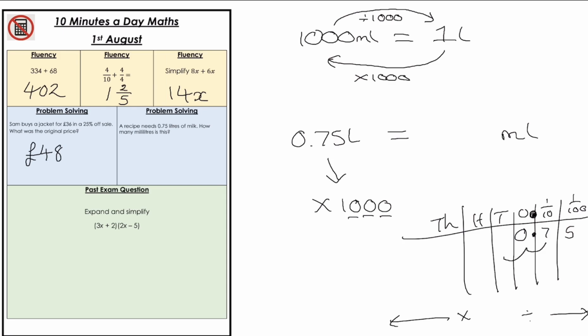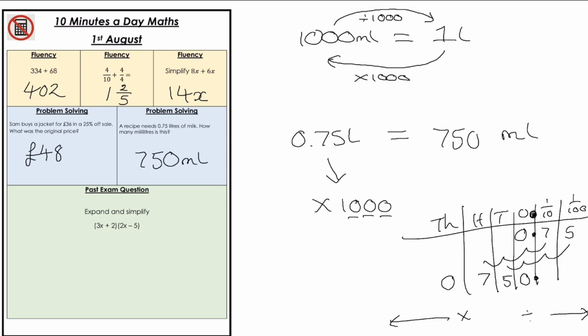1, 2, 3. So my 7 is in that column. My 5, 1, 2, 3. And then we can see this column here, my ones, I'm going to add a placeholder of a 0, okay? And then my decimal point. Remember, it's lazy, it never moves. Now, I don't need to include the 0 at the front, because there's 0 thousandths, so I don't need to include that. So that means my answer is 750 millilitres.